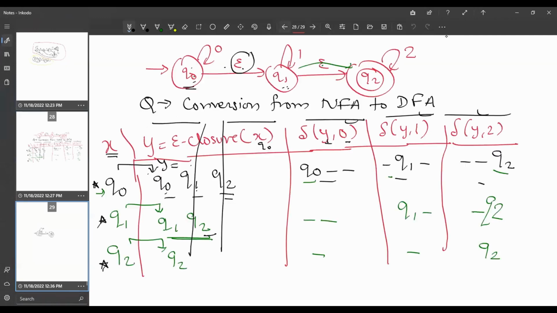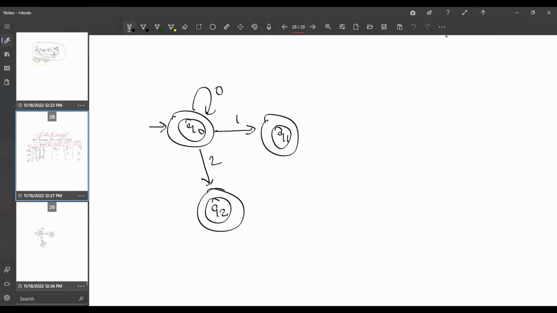Now Q1 on 1 goes to itself, and on 2 it goes to Q2, and Q2 on 2 goes to Q2. So this is how we converted the given NFA with epsilon moves into the DFA.